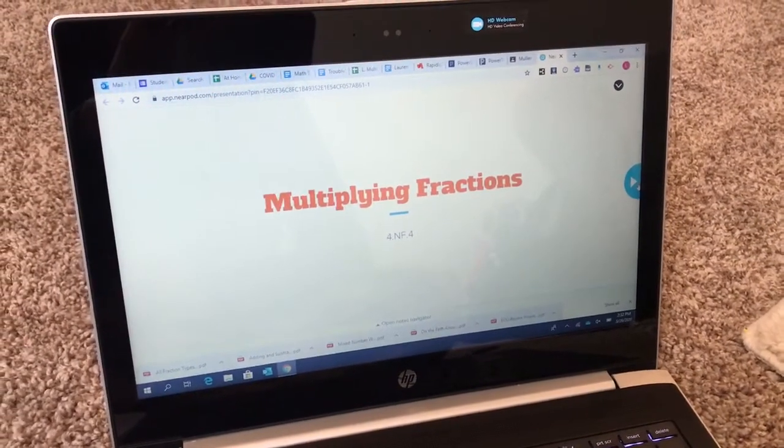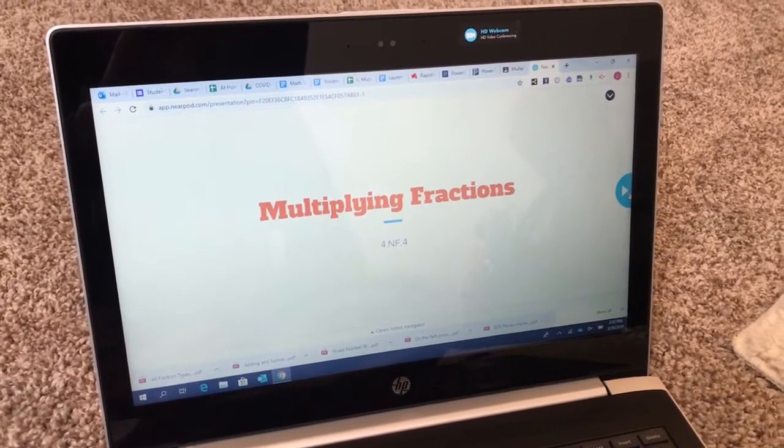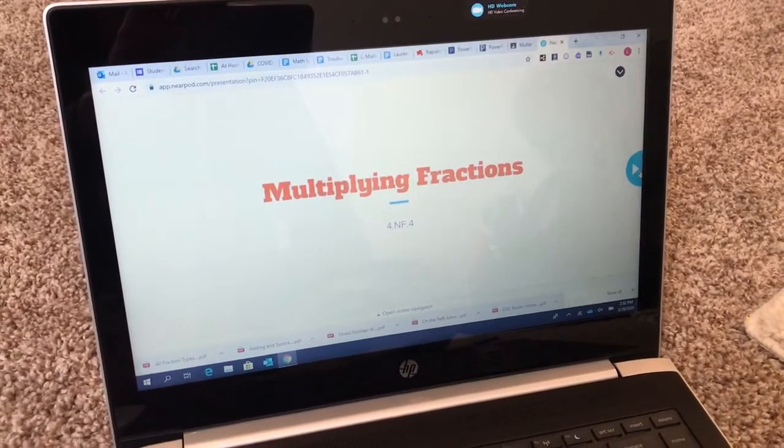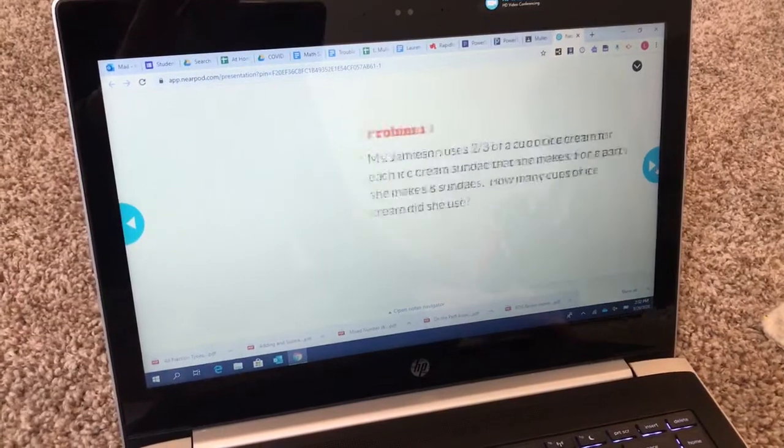Nearpod. So I'm going to go over 3 questions, just the ones that I thought were tricky or could use a little bit of help on. So let's start by looking at number 3.